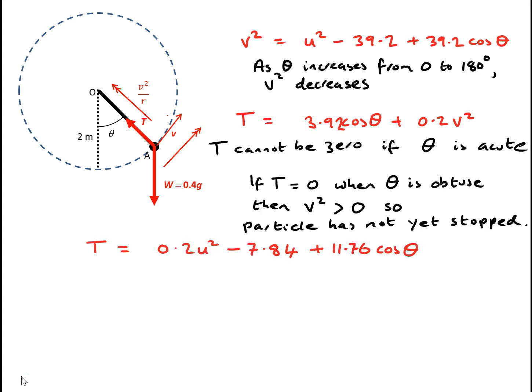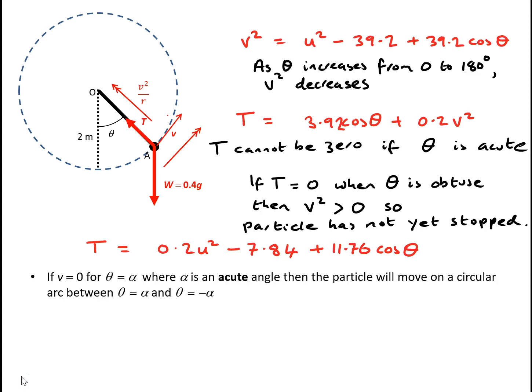And finally, we've seen that we could rewrite the equation as T equals 0.2 u squared minus 7.84 plus 11.76 cos theta. So, there are three possibilities. First of all, we may have v equaling 0 for some acute angle, in which case we've got the particle swinging from theta equals alpha round to theta equals minus alpha and back again.